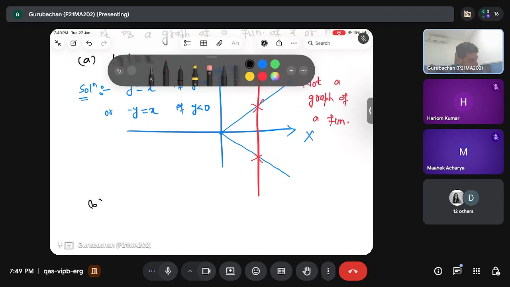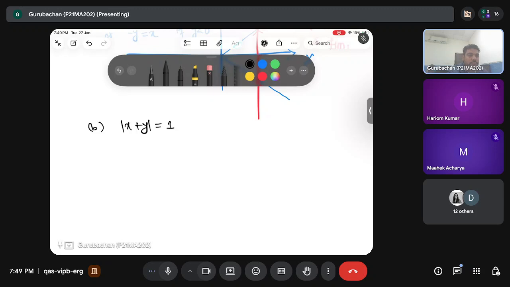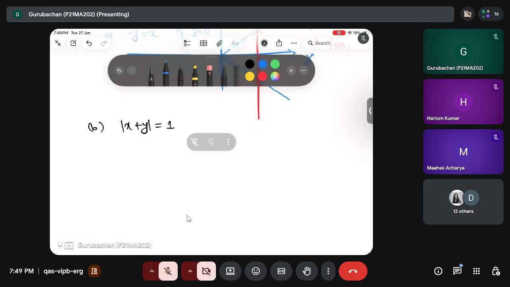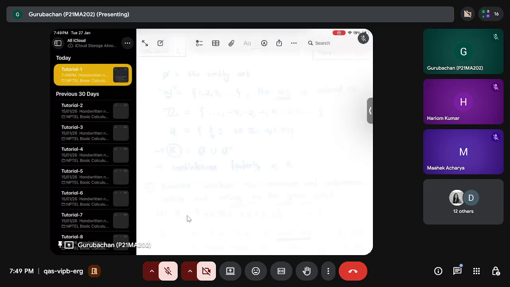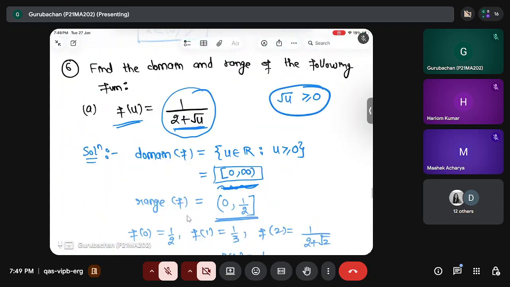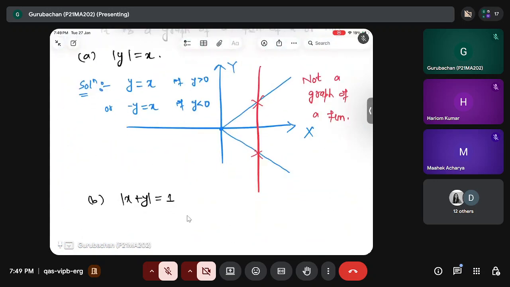Next, this time you should draw properly. Whether it is a graph of a function or not, write in the chat box.